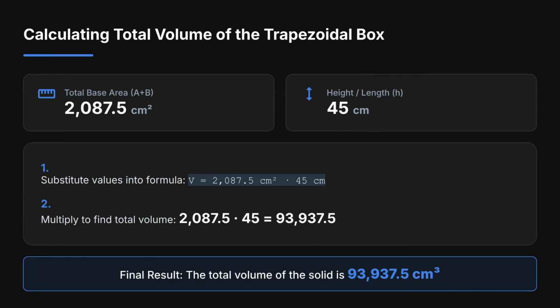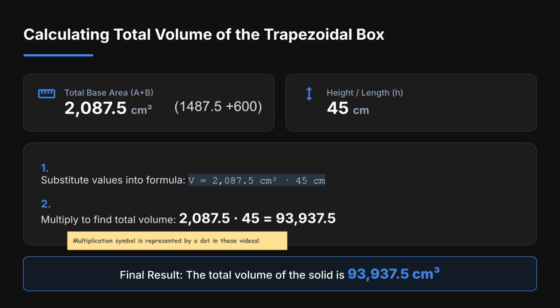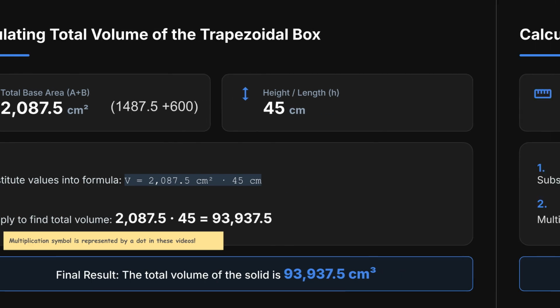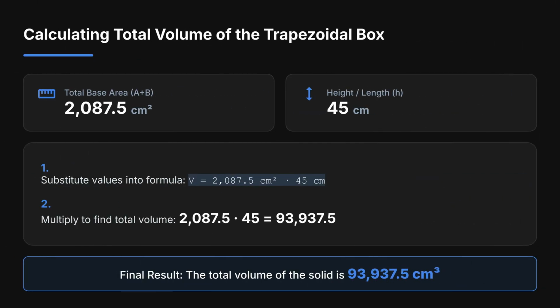Total area of the trapezium and triangle is 1,487.5 centimeters squared and 600 centimeters squared, which is 2,087.5 centimeters squared. Base area, 2,087.5, times the height 45, gives the volume of the container as 93,937.5 cubic centimeters.